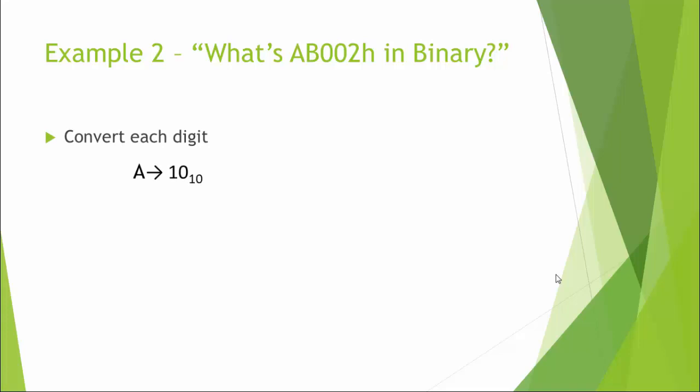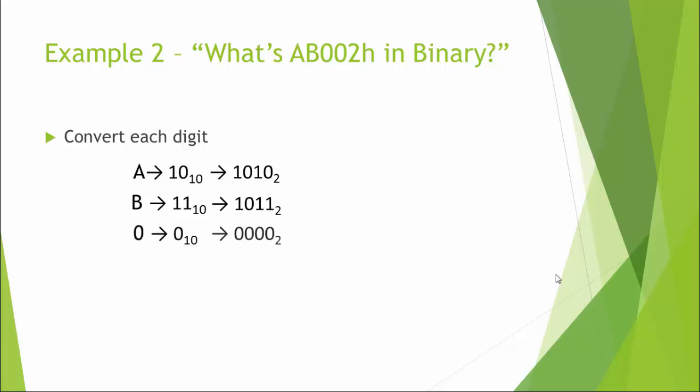A is the same as 10 in decimal, which is the same as 1010. B is the same as 11, which maps to 1011 in binary. 0 is just 0, but make sure you keep all 4 digits. 0 is again 0, and we keep all 4 digits. 2 is in fact 0010.